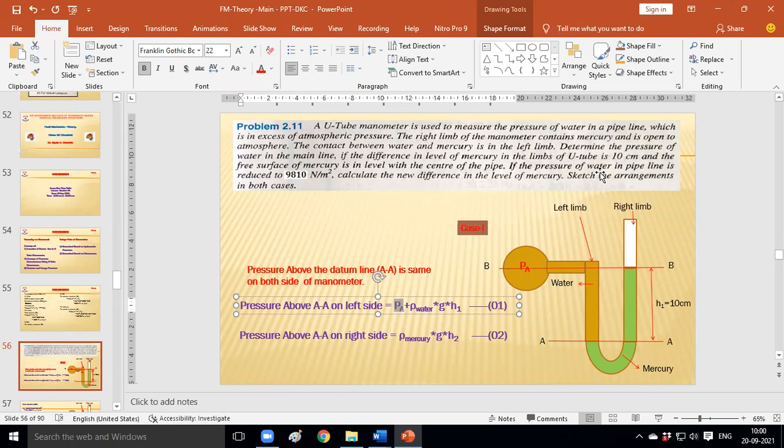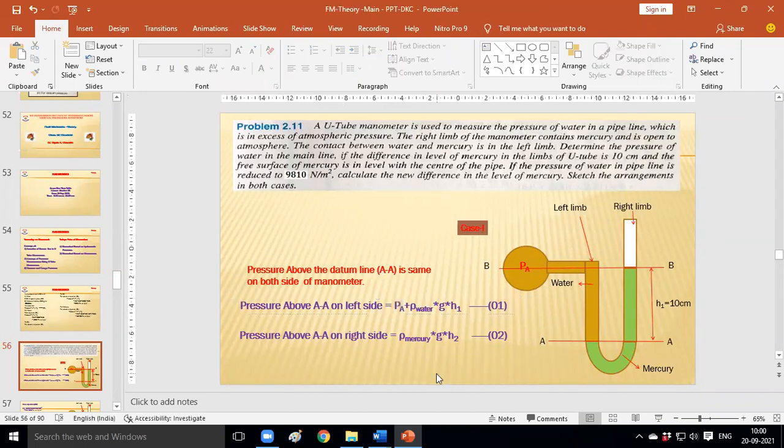And if the question in the numerical asks to find the absolute pressure, then we add the atmospheric pressure to whatever value comes while solving this numerical. That will be the absolute pressure in the pipeline. Is this concept understood? Yes, sir, understood. Okay, then the remaining part of this numerical we can discuss in the next lecture.